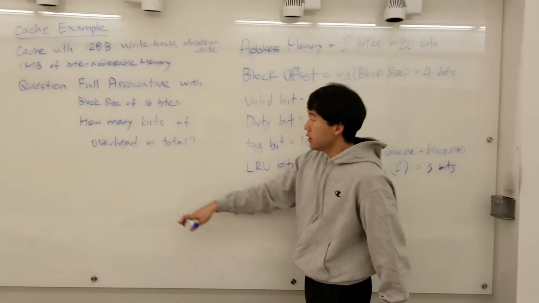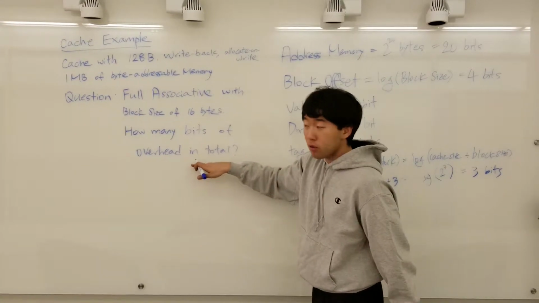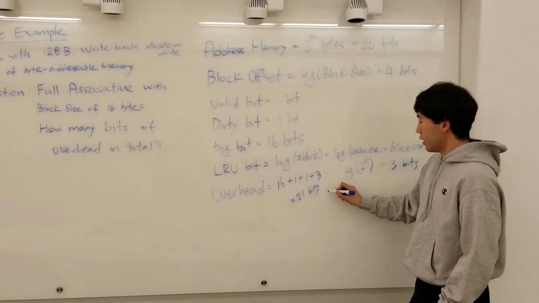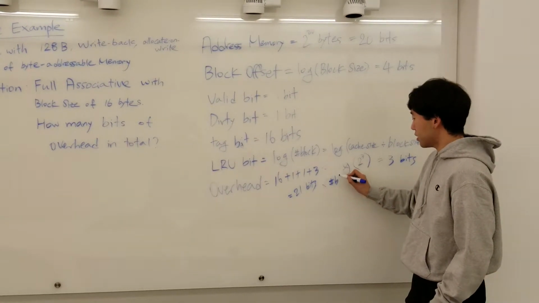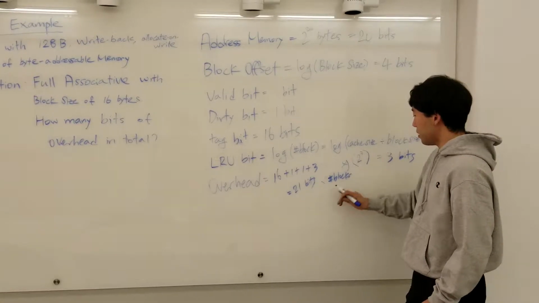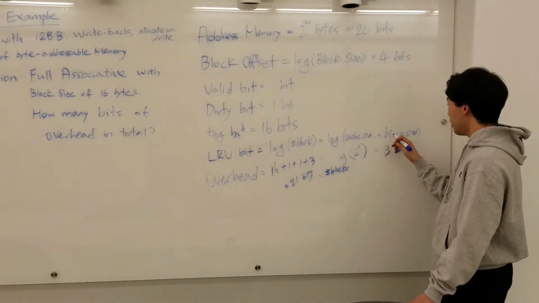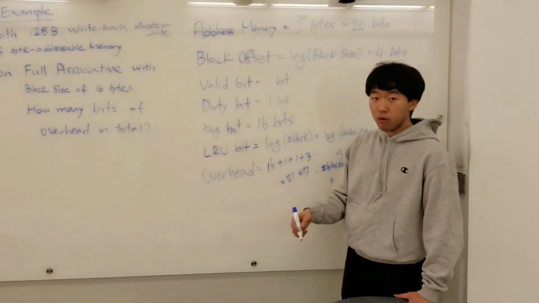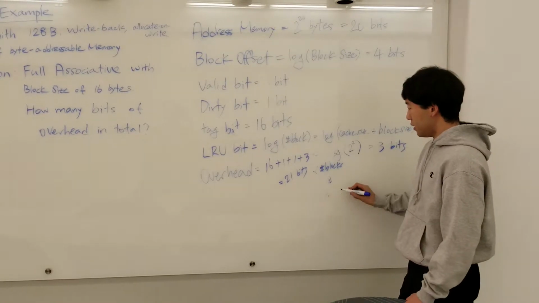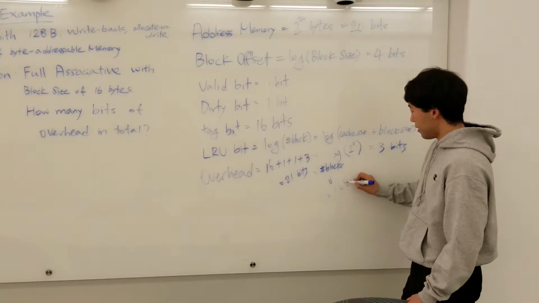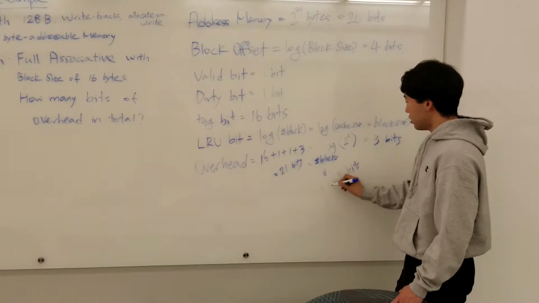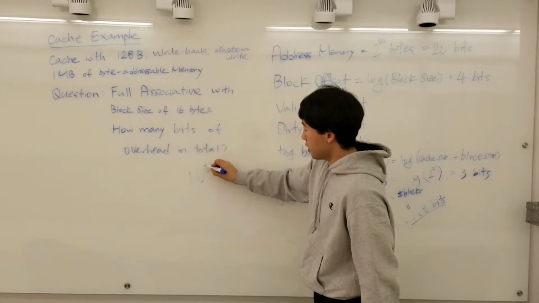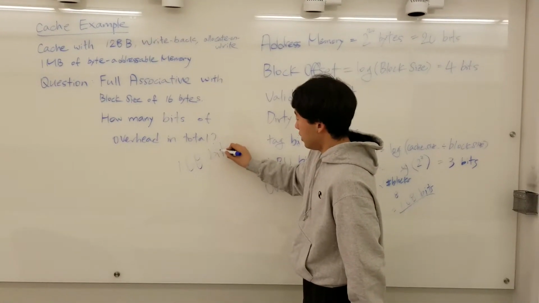But the question asks how many bits of overhead in total. So we need to multiply this number by the number of blocks, and the number of blocks we calculated here is 8. So the overhead in total in bits is 168 bits. So the final answer for this question is 168 bits in total.